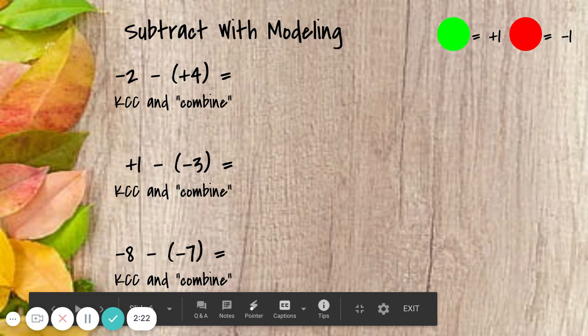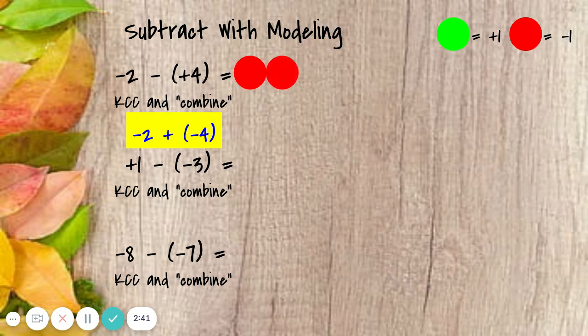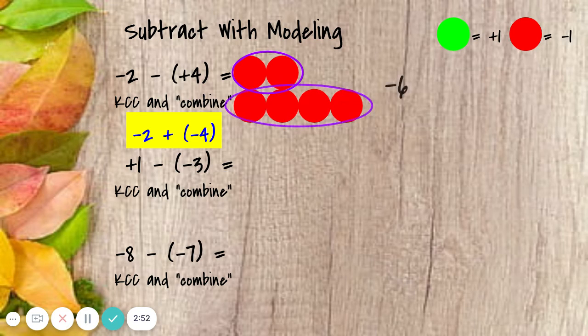All right, so let's go over a few of these. If I have -2 minus +4, I'm just going to change the minus to a plus, and then I'm going to change that +4 to a -4. And then I can go ahead and model that out. I have 2 negatives, and then I'm going to have 4 negatives also. I'm going to combine them. I'm not going to add them, I'm going to combine them. So I have -2 and -4, and combined, that gives me -6.